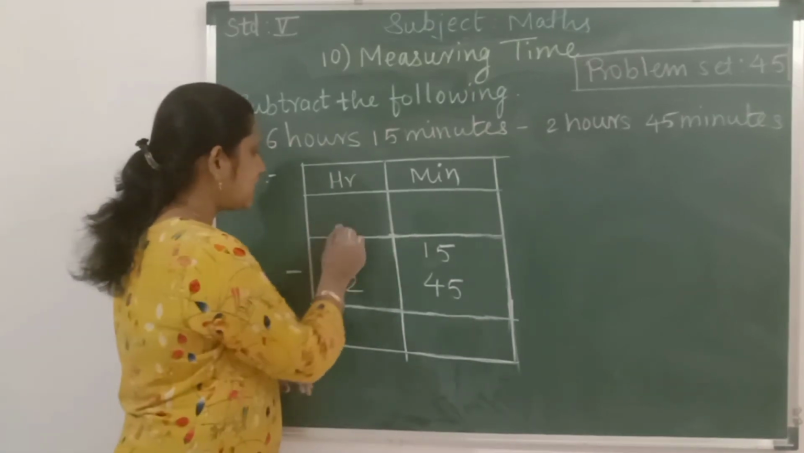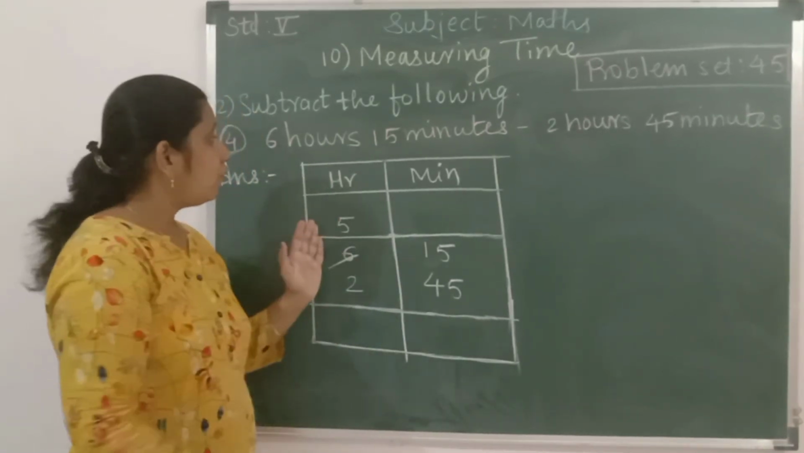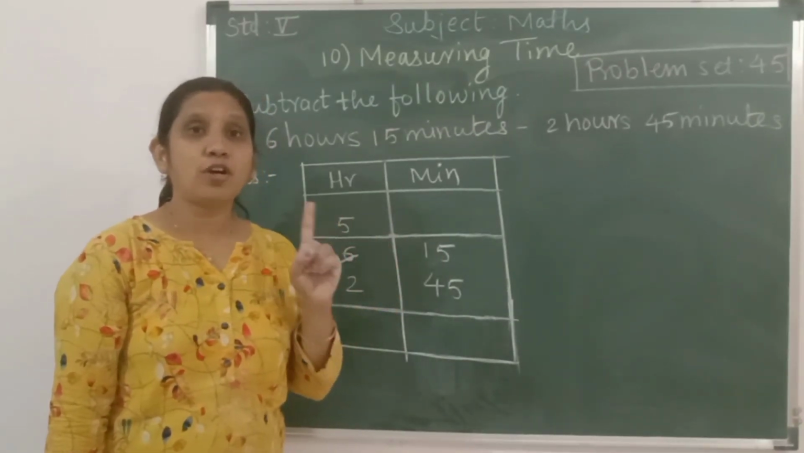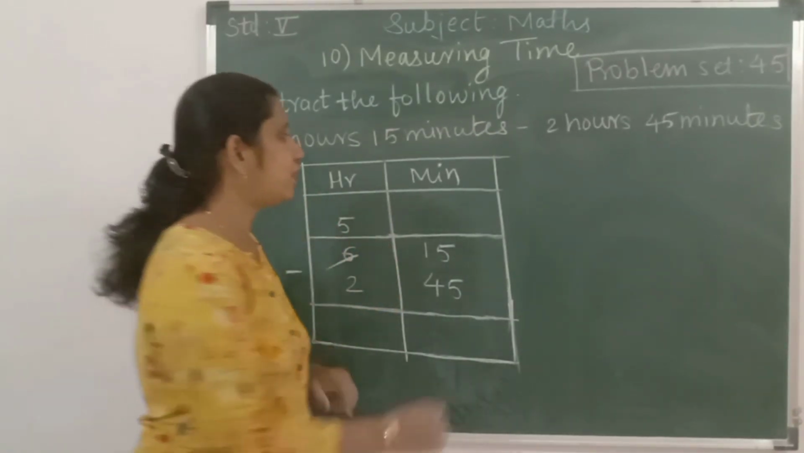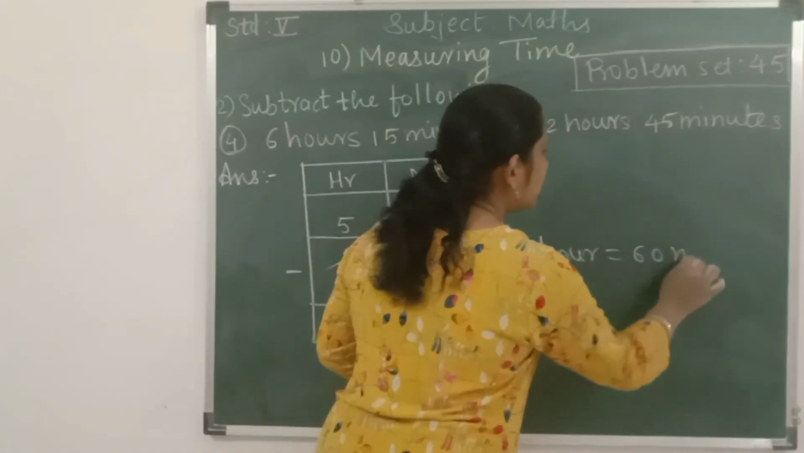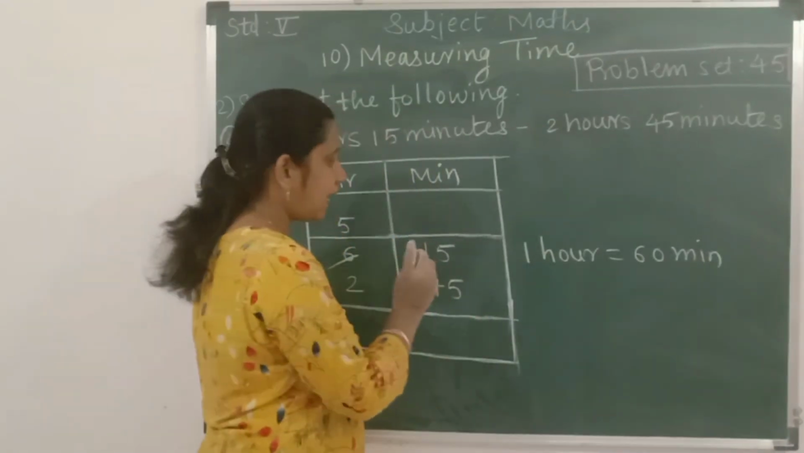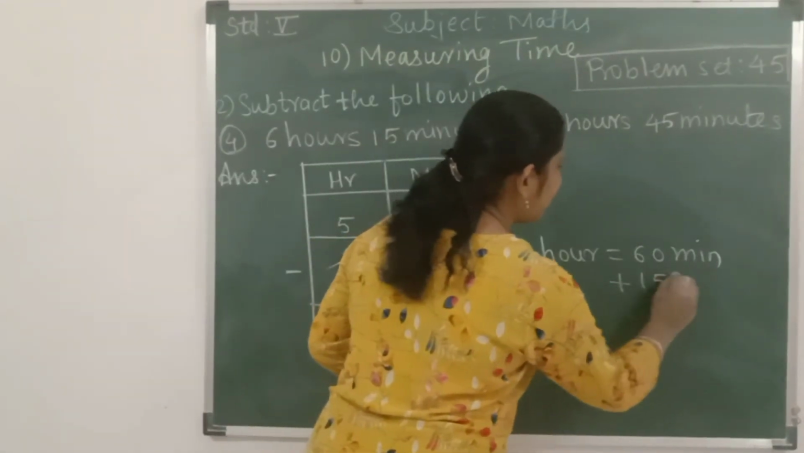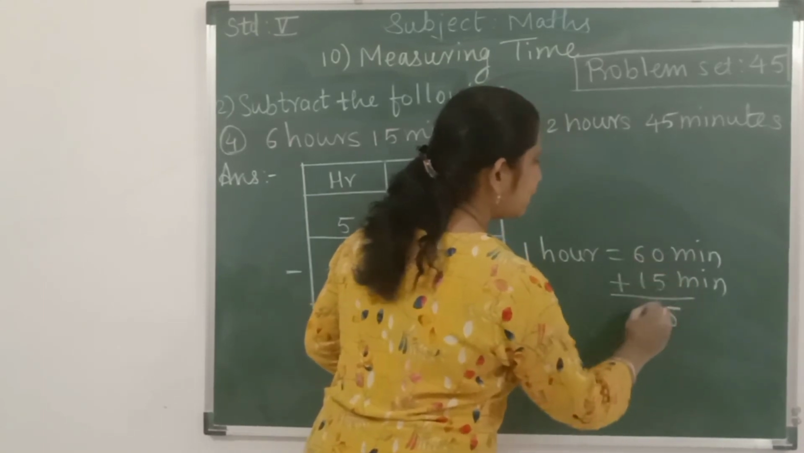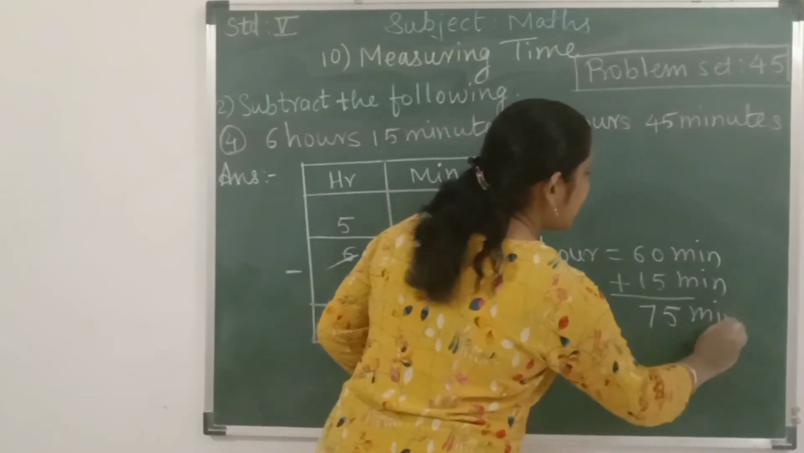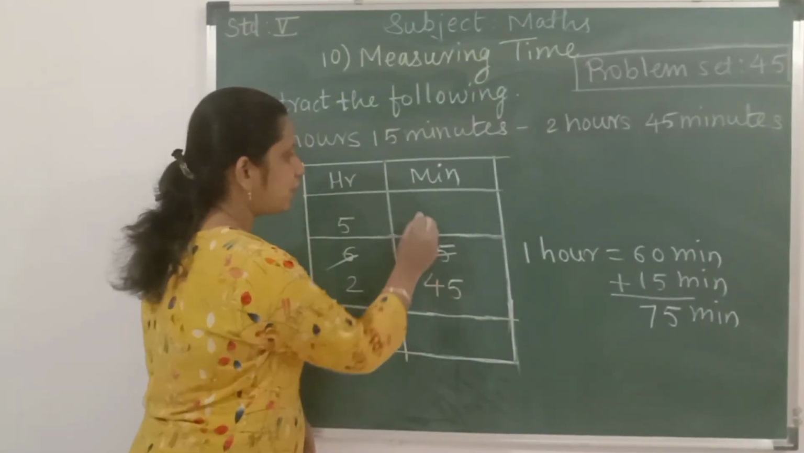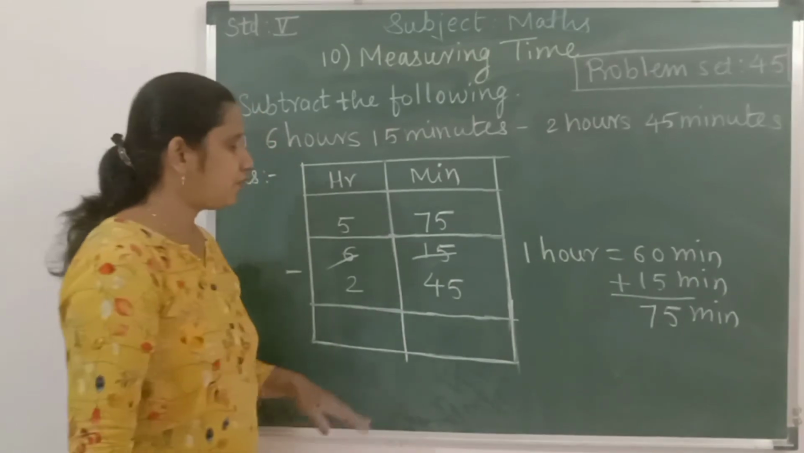So cancel this 6, what will remain here? 5. When I am borrowing 1 hour to the minute column, it means I am not borrowing 1 hour, I am borrowing 60 minutes. So let us write over here 1 hour is equal to 60 minutes. In that, let us add this 15 minutes. Okay, so 0 plus 5, 5. 6 plus 1, 7. It is 75 minutes. Okay, so let us cancel this 15 and write 75 right over here.